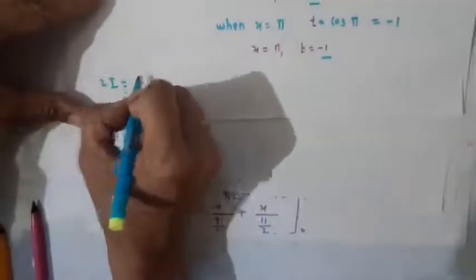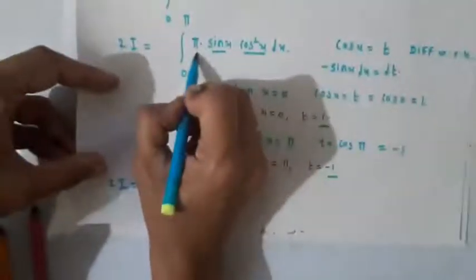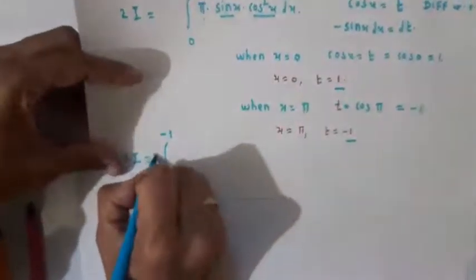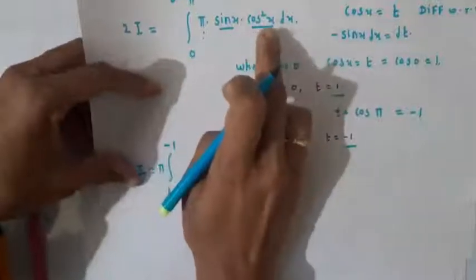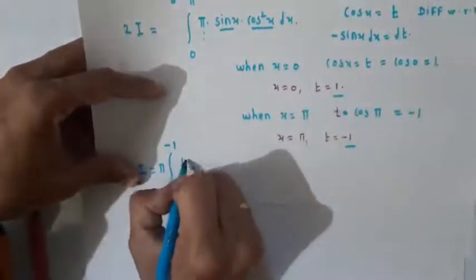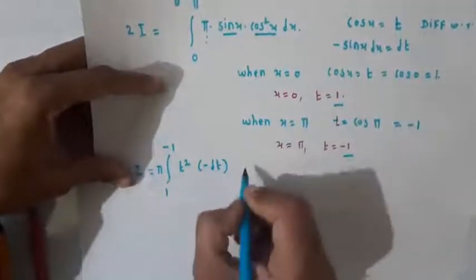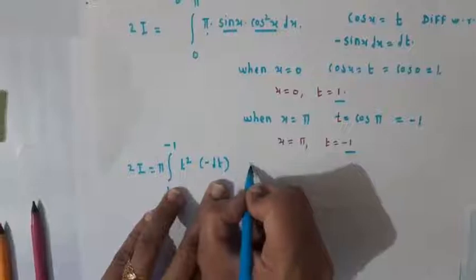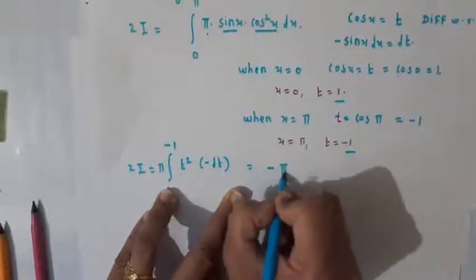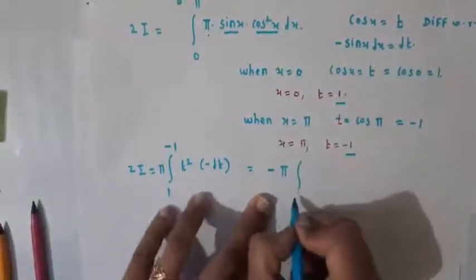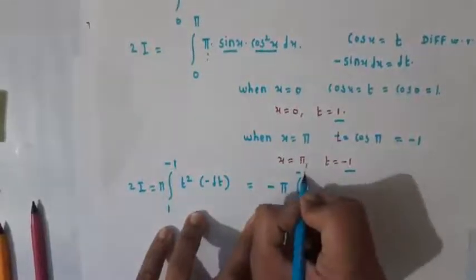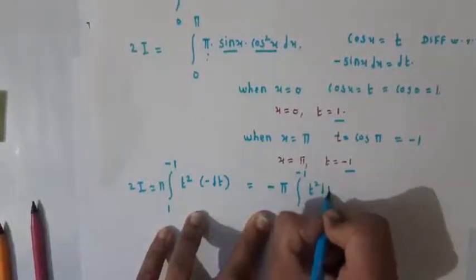Therefore 2I equal to 1 to minus 1. Take this pi outside, and that is sin x cos square x, that is cos x is t, therefore t square, sin x dx equal to minus dt. Okay, and now this is equal to minus pi 1 to minus 1 t square dt.